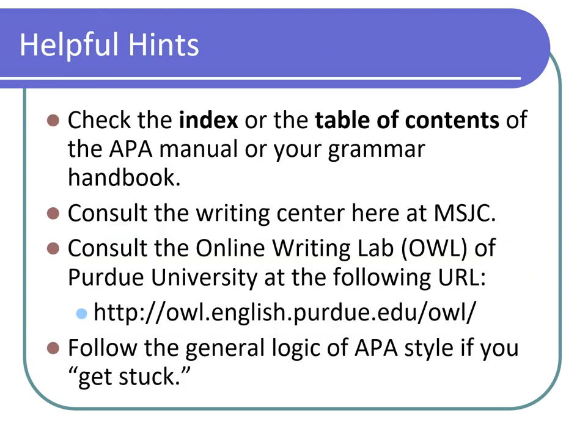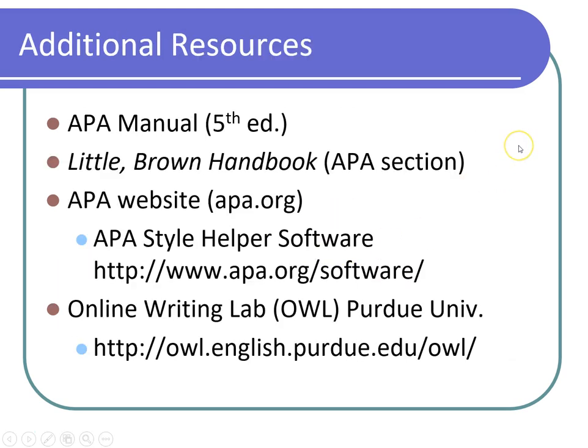Some helpful hints. Check the index or table of contents of the APA manual or your grammar handbook to help you. You can consult the Writing Center at MSJC to help you. You can also consult the online writing lab at OWL Purdue University at the following web address that I have listed there. And you can just follow the general logic of the APA style if you get stuck. But OWL Purdue is a great place to go to help you, okay?